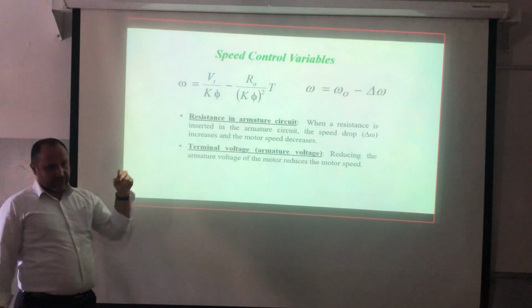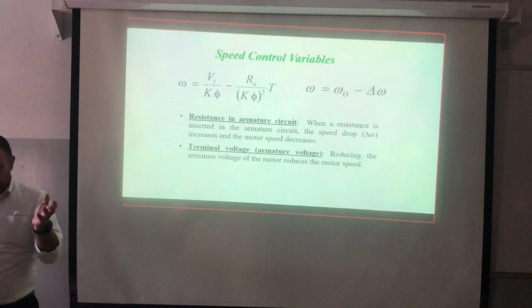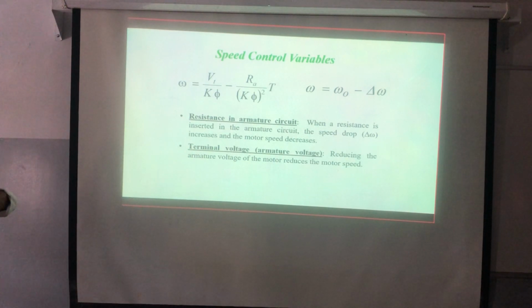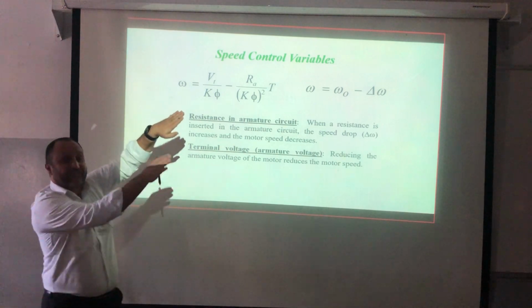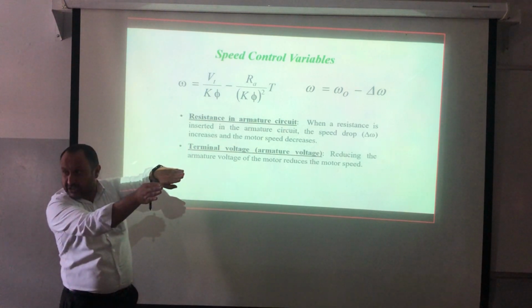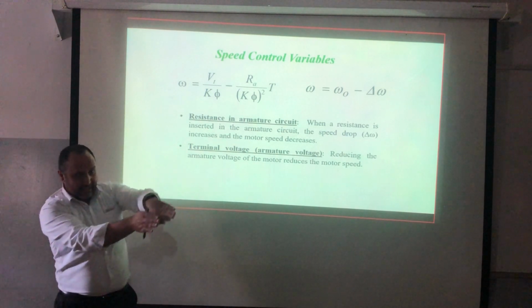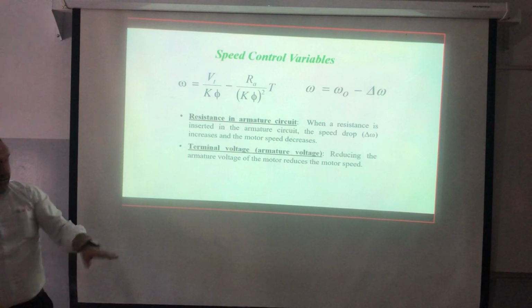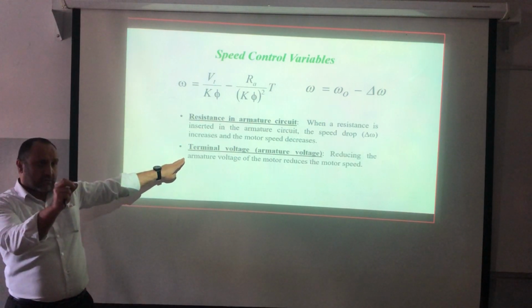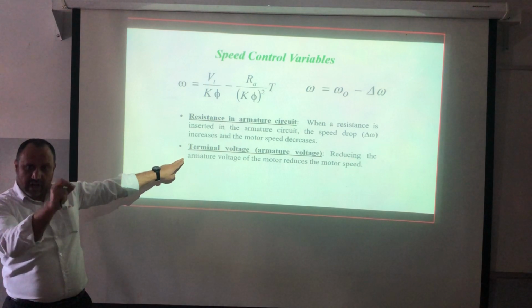The second one, which is the terminal voltage, will what? It will change, it will shift. It will actually shift the torque-speed characteristic down. Why? Because it will never allow imposing a voltage higher than the rated.